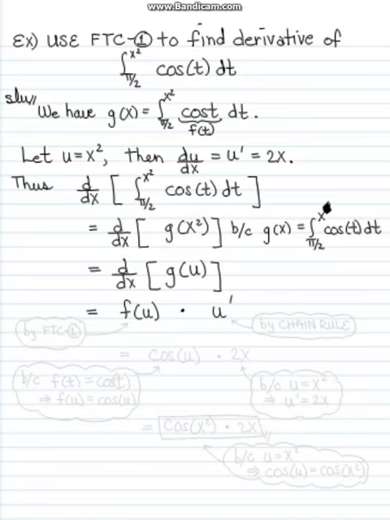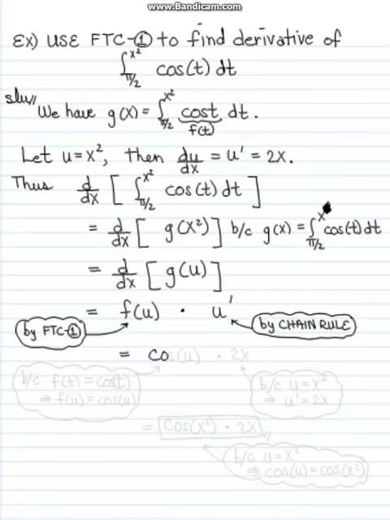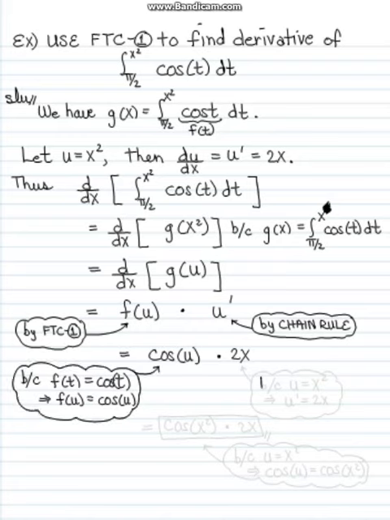Well, according to the fundamental theorem part 1, f of u is the derivative of g of u, and then we have to multiply it by u prime because of the chain rule, and that's because g of u is g of a function of x, it's a composite function. Okay, what's f of u? Well, f of t was given to be cosine of t, therefore f of u has to be cosine of u. All right, so we replace f of u with cosine u, and what's u prime? Well, u was equal to x squared, therefore u prime was 2x. So we replace u prime with 2x.